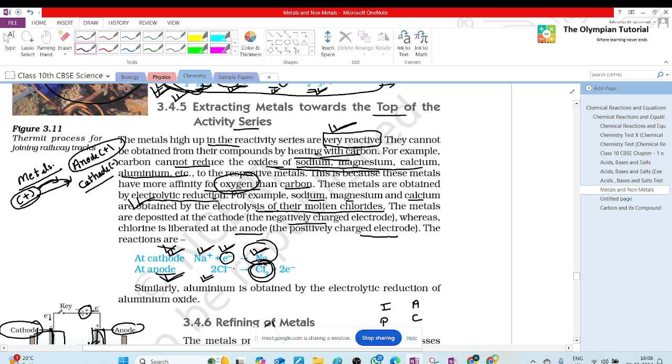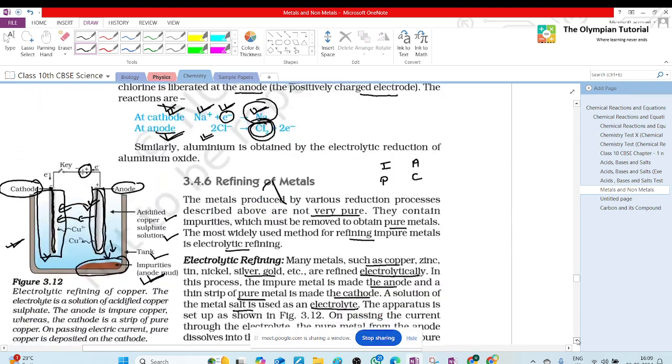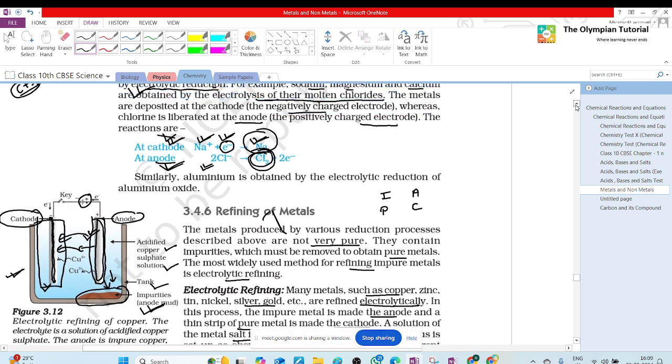Ma'am, this diagram is not given in the textbook. Can you just once draw a simple diagram of electrolytic reduction? This one type, ma'am, that is refining, ma'am. Refining, but the diagram is the same.